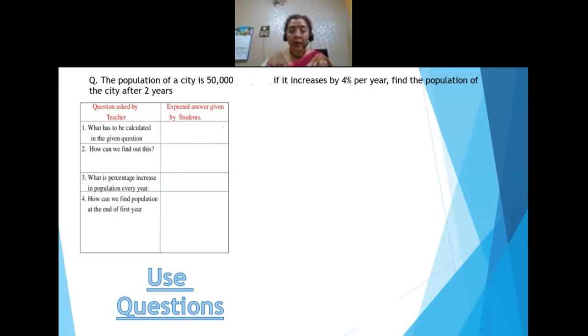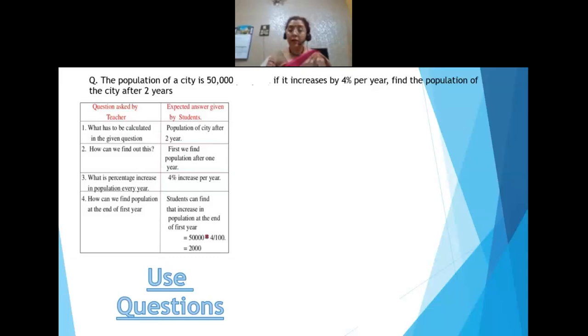Now first, what is to be calculated? They will answer population. How can we find it out? First, we find the population after 1 year. What is the percentage increase? 4%. The math has not started yet, this is just the prelude. After that, how can we find out the population at the end of the first year? That is where the mathematics starts.